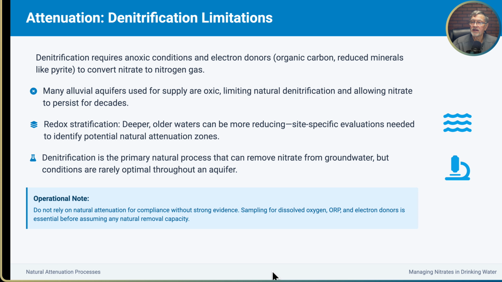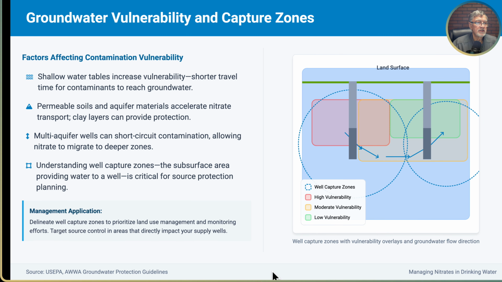And if we're actively applying excess fertilizer, we're getting more nitrogen coming in than can be denitrified, and thus you have a problem that's compounding over time. So just an operational note here: do not rely on natural attenuation for compliance without strong evidence. You're going to want to sample for dissolved oxygen, ORP, and electron donors before you assume any natural removal capacity or denitrification going on. You're going to need to prove that you have denitrification going on before you can really rely on that. So that's important.